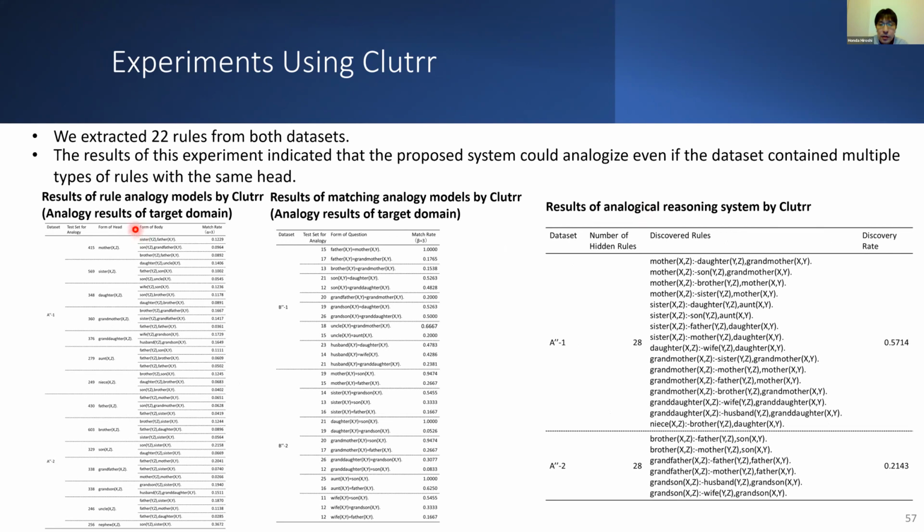This table shows results of the rule analogy model by Clutrr. And this table shows results of the matching analogy model by Clutrr. This is results of the analogical reasoning system. We extracted 22 rules from both datasets. The results of this experiment indicated that the proposed system could reason even if the dataset contained multiple types of rules with the same head.